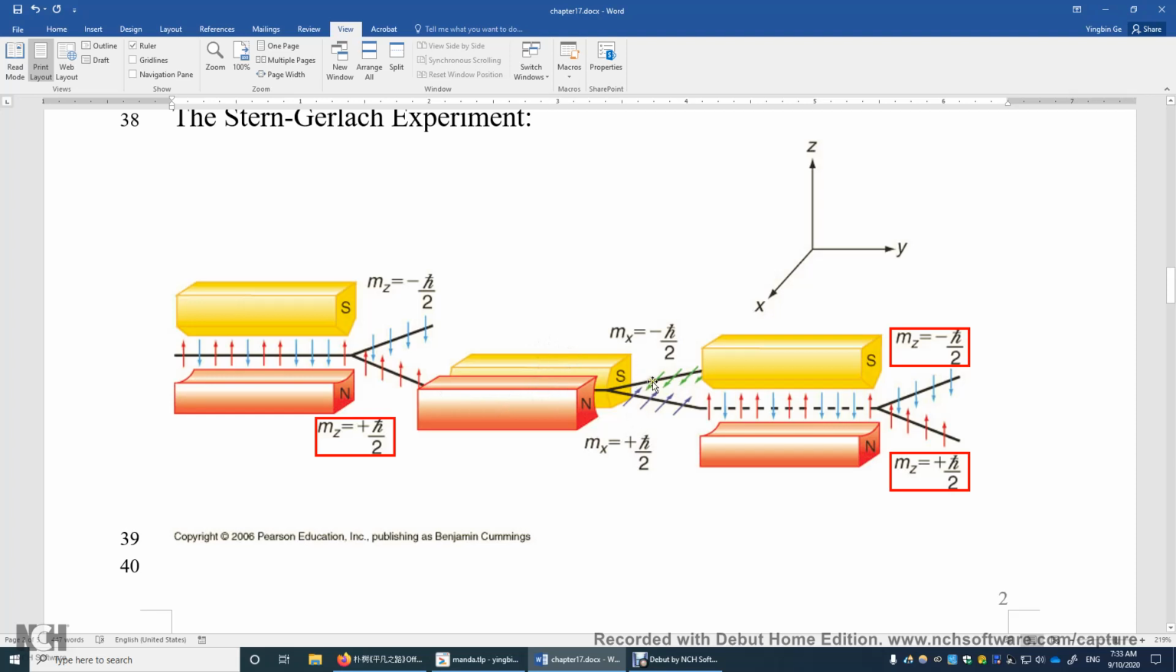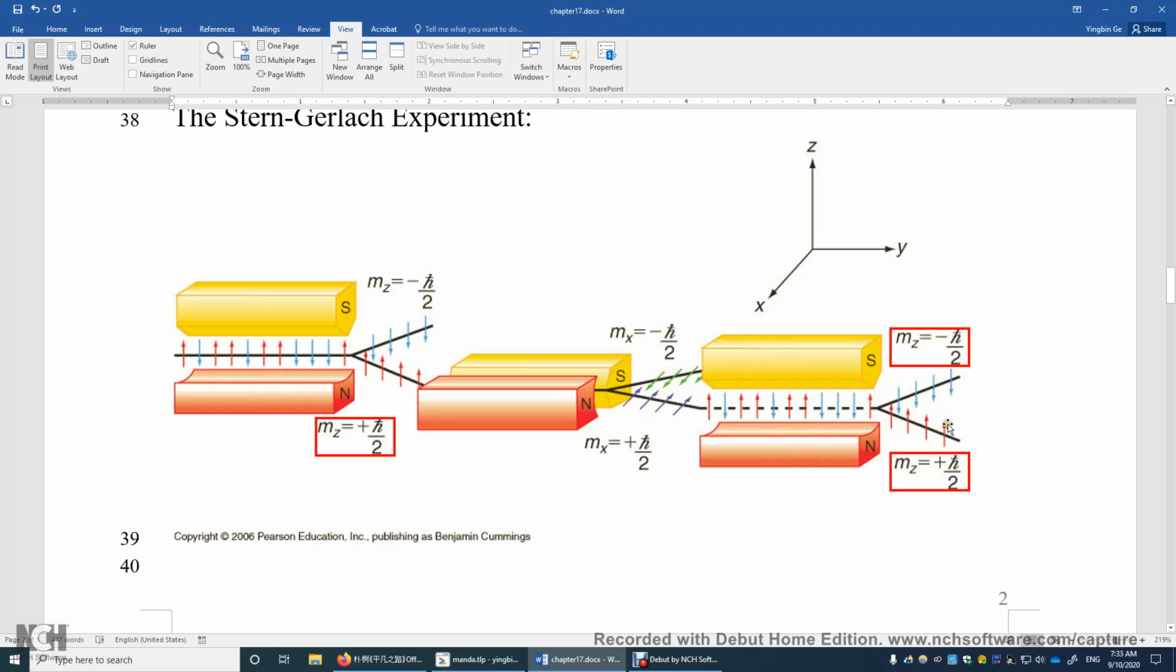And then the result is not surprising. We have half away from us and half close to us. Now we just look at these electrons closer to us, and we put them into another magnetic field, again in the z direction. And now it's surprising.